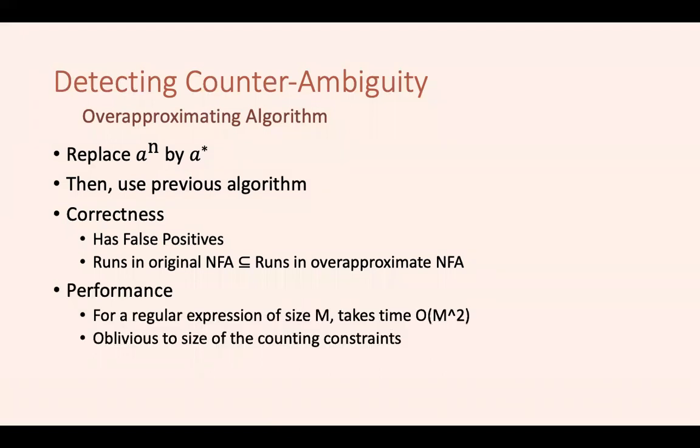And the over approximating algorithm is, let's say, quadratic in size because it doesn't depend on the number n. It only depends on the structure of the automaton. It doesn't depend on the numbers on the transitions.